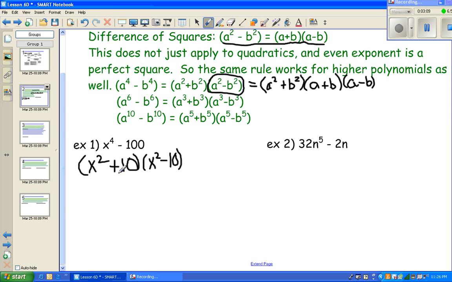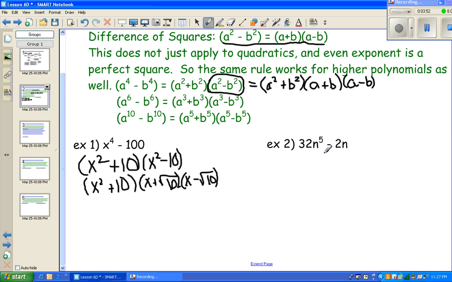Now we talked about how we want to make sure we can't break this down any further. x squared plus 10 is in its final form. However, x squared minus 10 can factor into x plus the square root of 10 and x minus the square root of 10. And if this was an equation where it was equal to 0, then each one of these factors would be set equal to 0, and you would solve them.